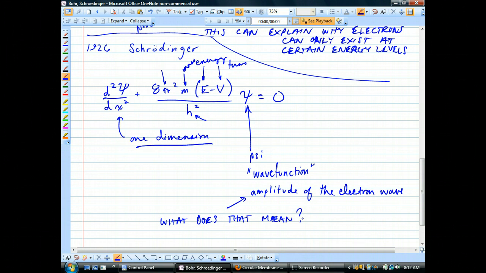It is not just a wave in the electromagnetic field. That's one thing that we know. It's something in and of itself. In fact, sometimes it behaves like a particle, sometimes it behaves like a wave. So what does it mean?